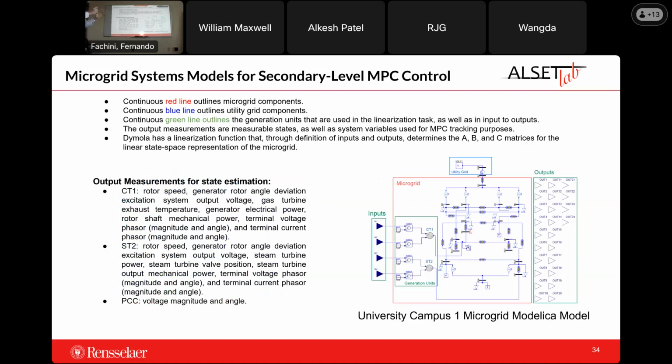The same concept was done for the university campus, but now we only have synchronous generators. So we have states that are being observed through CT1 and ST2, and some states at the point of common coupling, which is the voltage magnitude. Again, these are the measurable states. These are used to also estimate the states that are not measured in the system.